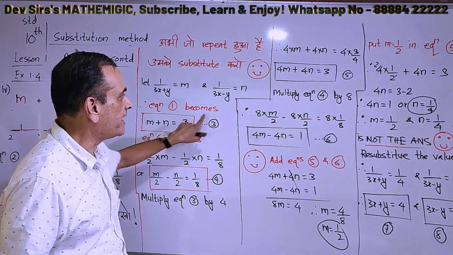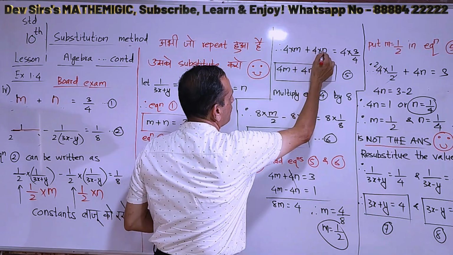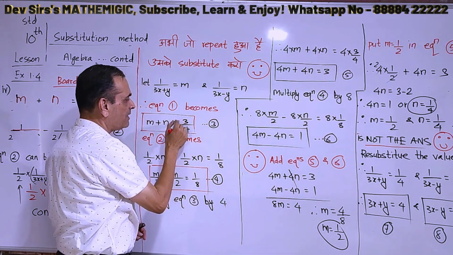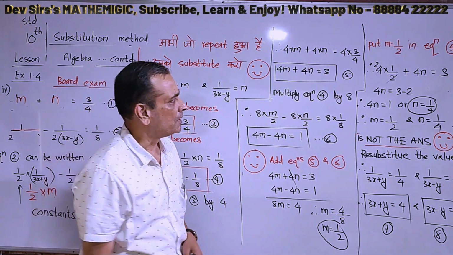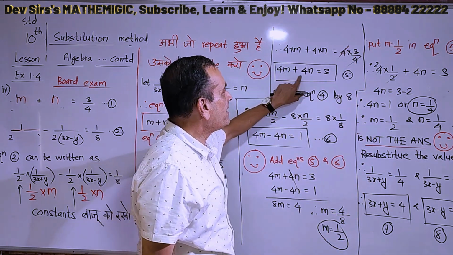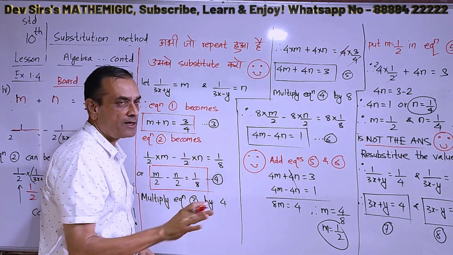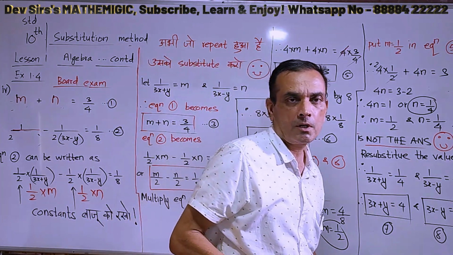4m plus 4n. 4 into m plus 4 into n is equal to 4 into 3 by 4. 4 gets cancelled. 4m plus 4n equal to 3. यहाँ से 4 चला गया. The work is done.